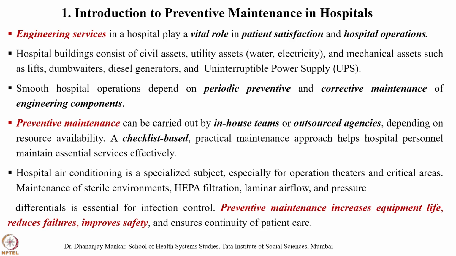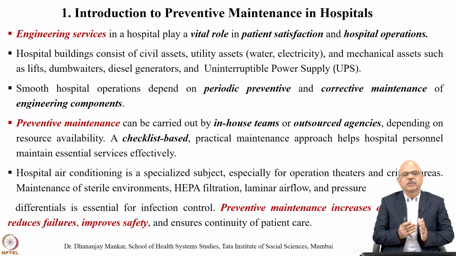In the introduction to preventive maintenance in hospitals, engineering services in a hospital play a vital role in patient satisfaction and hospital operations, as we have even discussed in the previous chapter on the importance of engineering services. Hospital buildings consist of civil assets, utility assets, and mechanical assets such as lifts, dumb waiters, diesel generators, and even uninterruptible power supply, that is UPS. Smooth hospital operations depend on the periodic preventive and corrective maintenance of the engineering components.